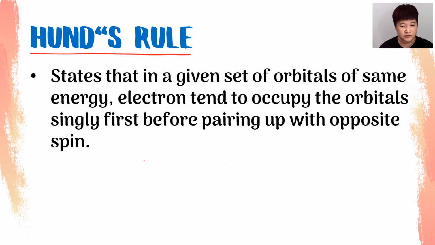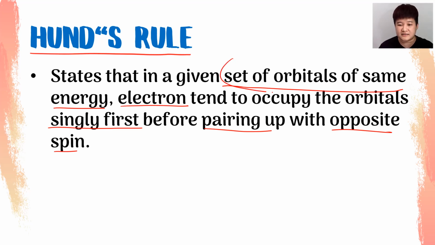The second rule that we have is Hund's rule. What Hund's rule is trying to tell you is, in a set of orbitals that have the same energy, the electrons will fill in singly first before pairing up with opposite spin. First and foremost, what is meant by sets of orbitals that have the same energy? One example of a set of orbitals with the same energy is 2p.